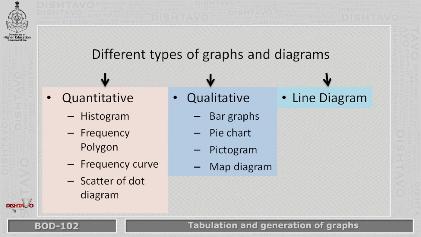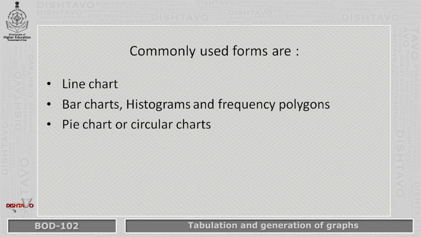There are three categories. First is quantitative, that is measurable data, wherein you can use histogram, frequency polygon, frequency curve, scatter or dot diagram. The second one is qualitative. The qualitative type includes bar graphs, pie chart, pictogram and map diagram. And the last one is line diagram. Now here are the commonly used forms of graphs and diagrams. We'll have a look at a line chart, bar chart, histogram and frequency polygon, also pie chart and circular chart.